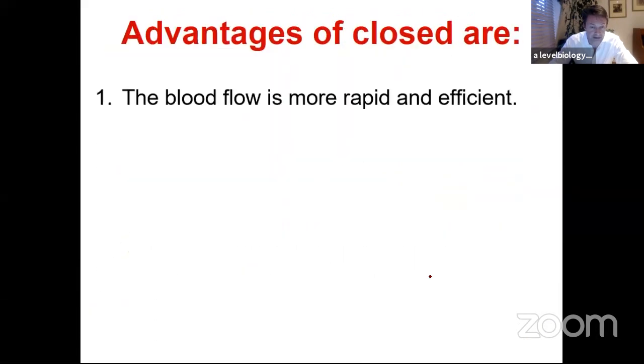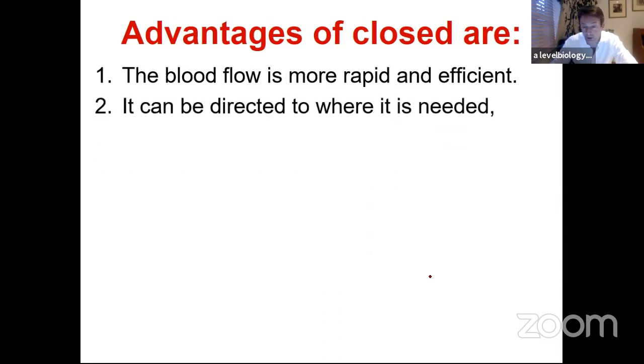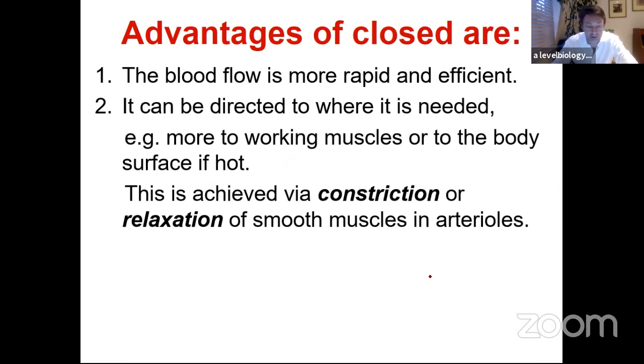So the advantage of a closed circulatory system is that it gives you more rapid blood flow. You can direct the blood to where it needs to be used. And the way you direct the blood is by altering the diameter of the tubes which are supplying those muscles. You achieve this by constriction, which reduces the diameter of the lumen, or relaxation, which increases the diameter of the lumen of the smooth muscle in the arteriole.